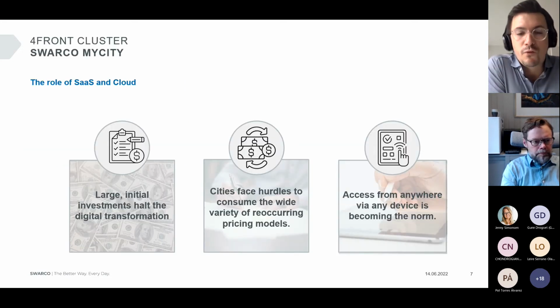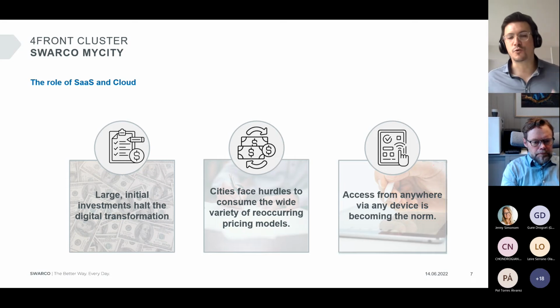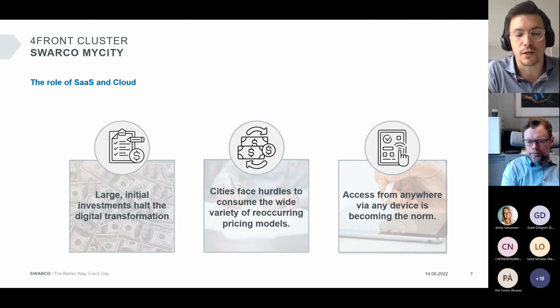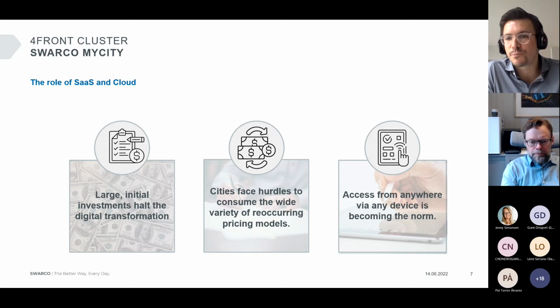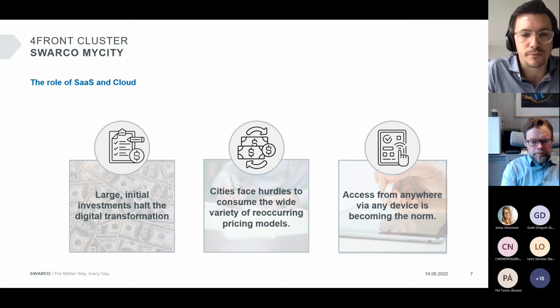Then number two, the role of SaaS and cloud. Actually, let me open it. So software as a service and cloud. First of all, large initial investments halt digital transformation. When you want to implement large-scale new traffic and network management systems, for example, a lot of times this requires a hefty sum that, if we're honest, specifically if you look at the European urban landscape, excludes 90% of our urban landscape. They might not have these funds available.